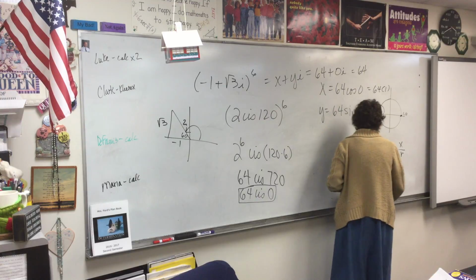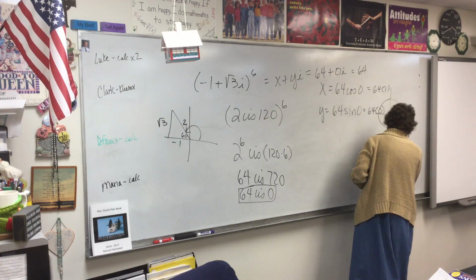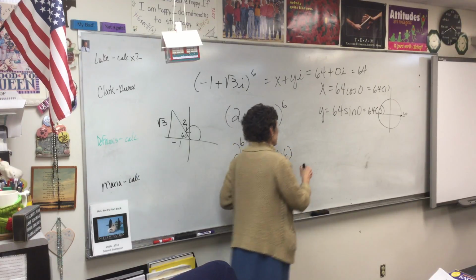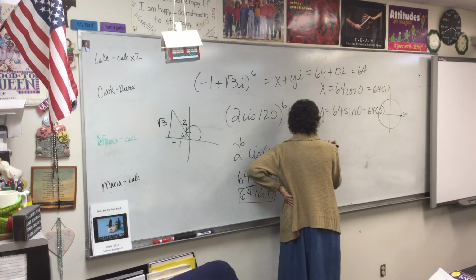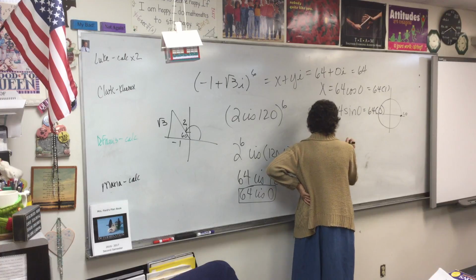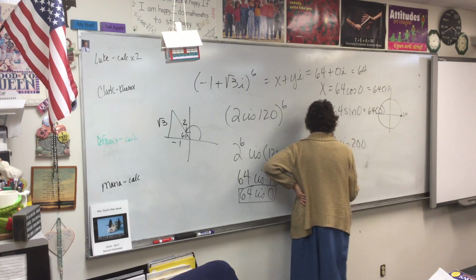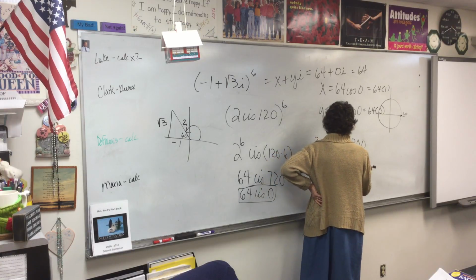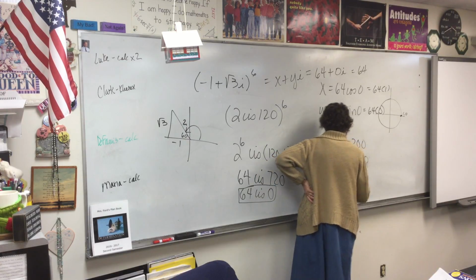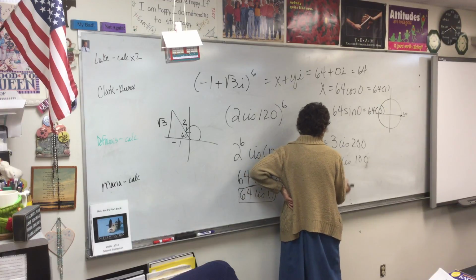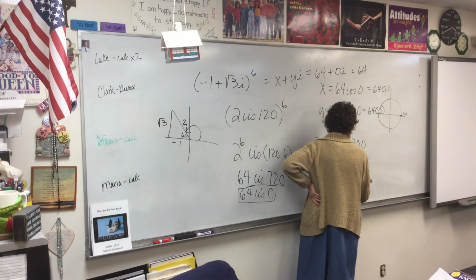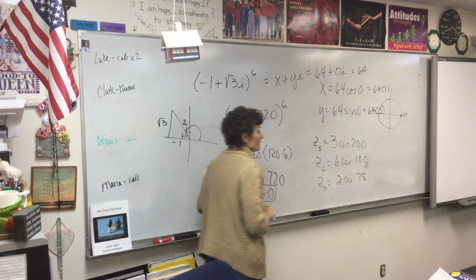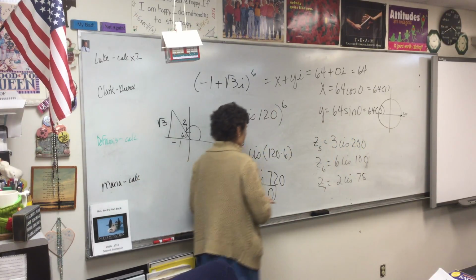All right, got one more thing to talk about. And then we're going to practice some more of these if we have time. We might run out of time, and I erased my numbers. So let me make up some new ones. Let me say Z sub 5 is 3 cis 200, and Z sub 6 is 6 cis 100, and Z sub 7 is 2 cis 75.